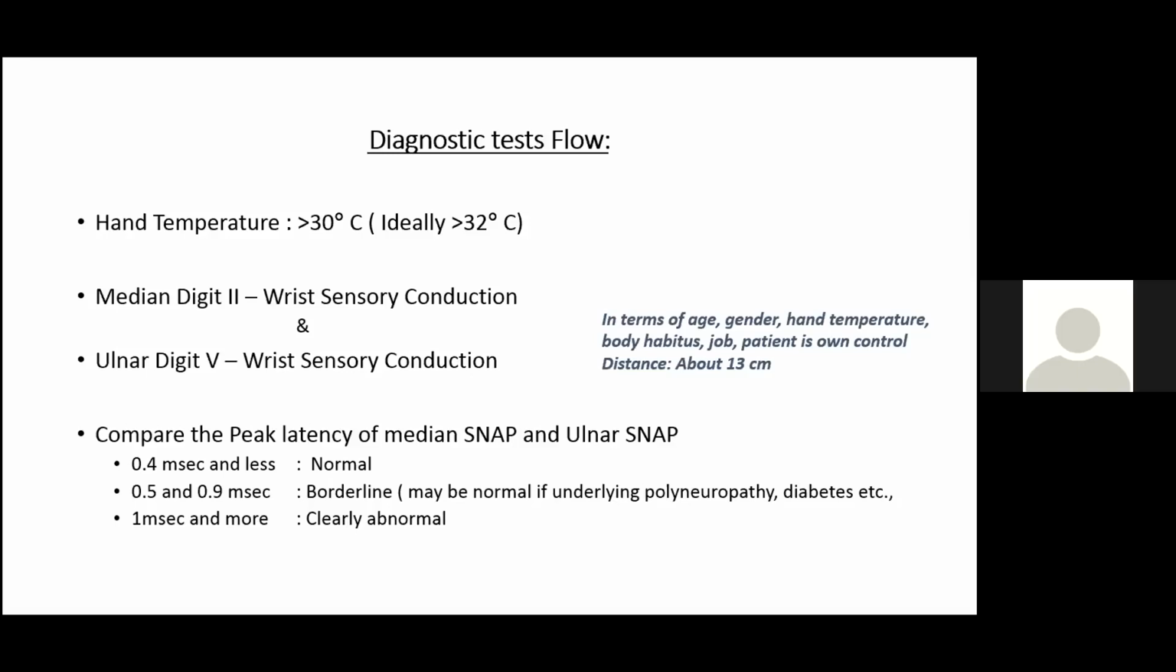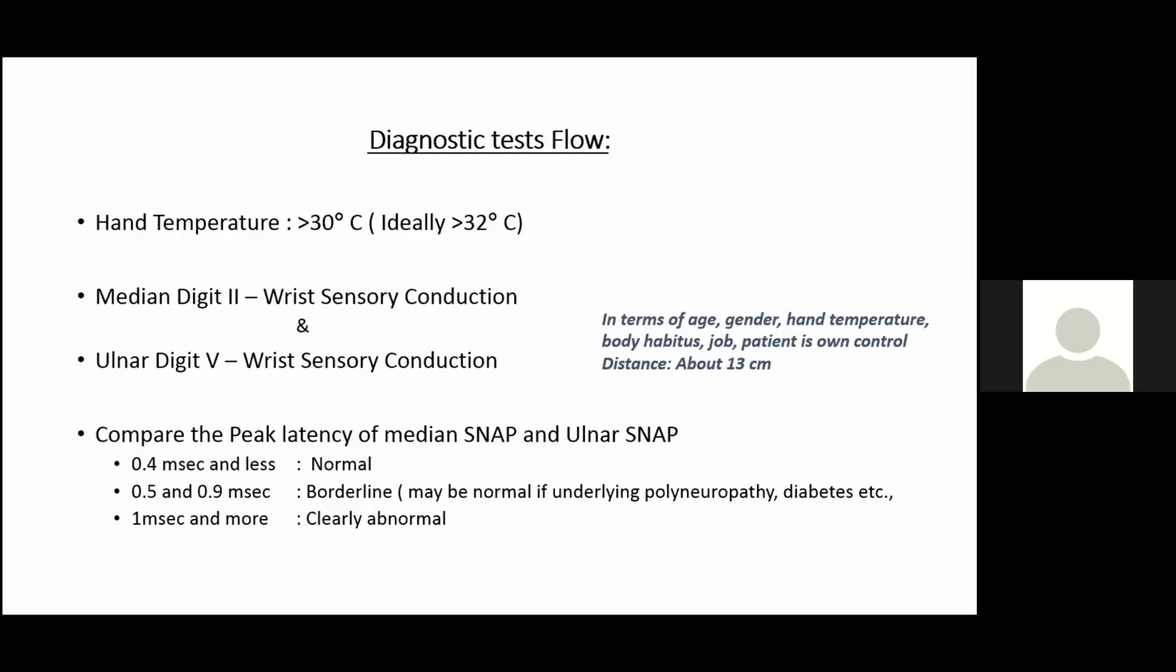The amplitudes will be very large, so you can't compare the amplitude of an antidromic study with an orthodromic study. In the orthodromic study, the amplitudes are much less than in antidromic studies. So why not do only the median? Because we want the same patient as an internal control for many of the confounding factors like age, gender, temperature, body habitus, and the job they do.